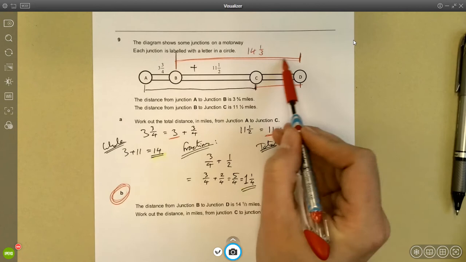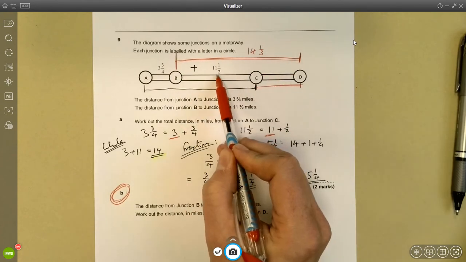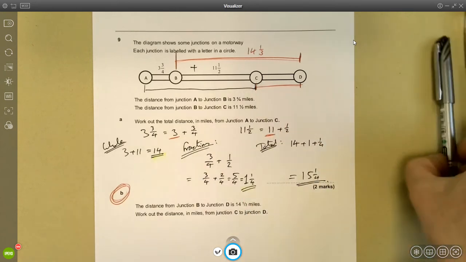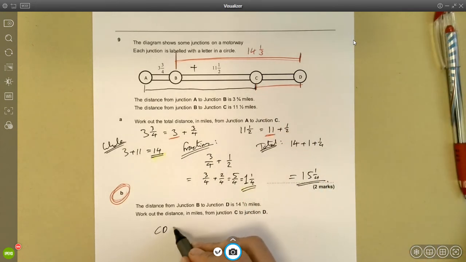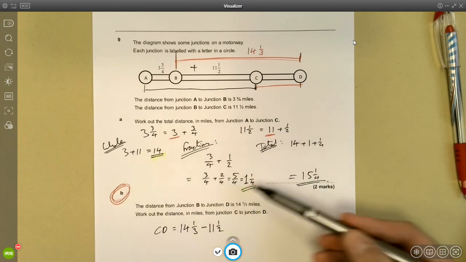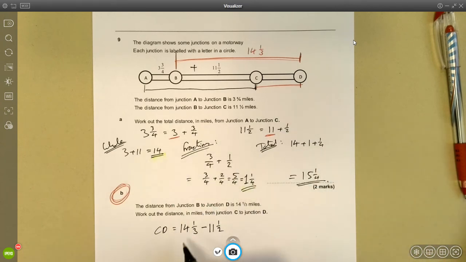So our job is to do the whole distance here, take away 11.5, and that's going to give us C to D. So actually, to get C to D, we're going to have to do 14 1/3, and we're going to take away 11.5. All right, now I'm spotting something here. If I do a third take away a half, it's bigger, so I'm going to end up with some horrible negatives here. So I'm going to do a different technique than breaking this up. I'm going to turn them both into top heavy or improper fractions.